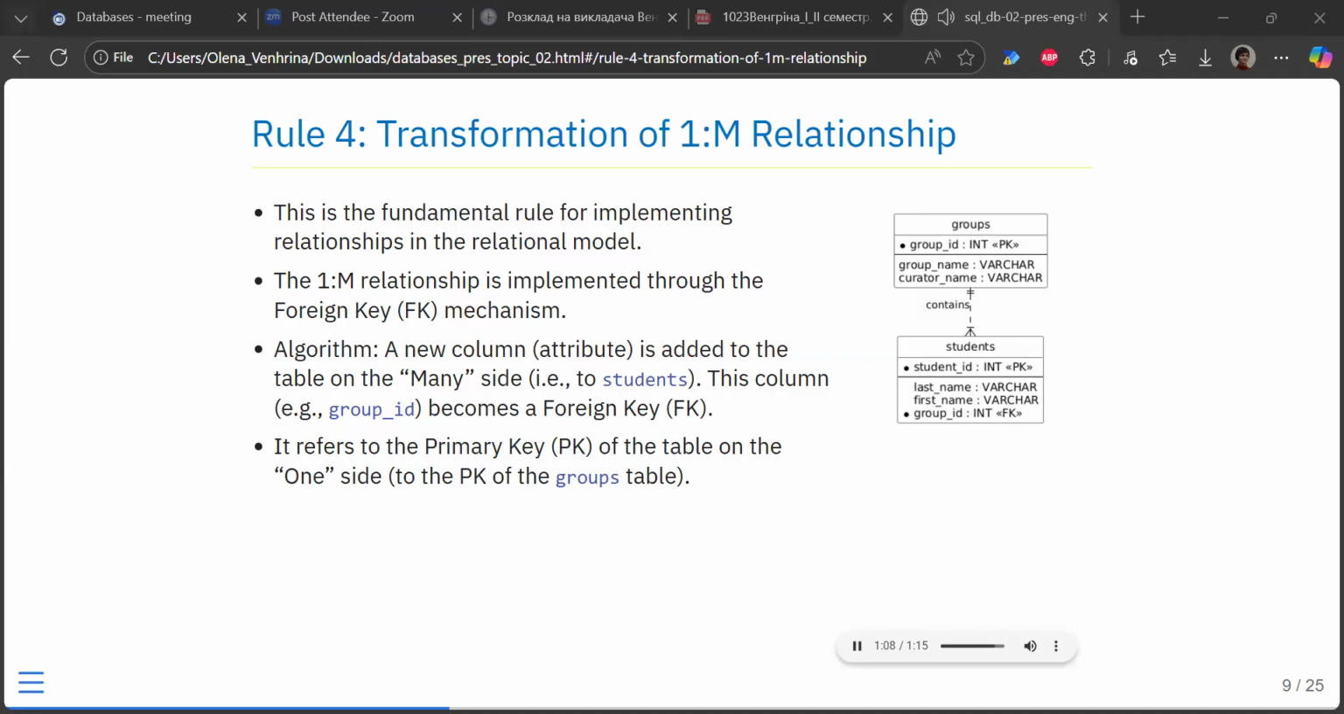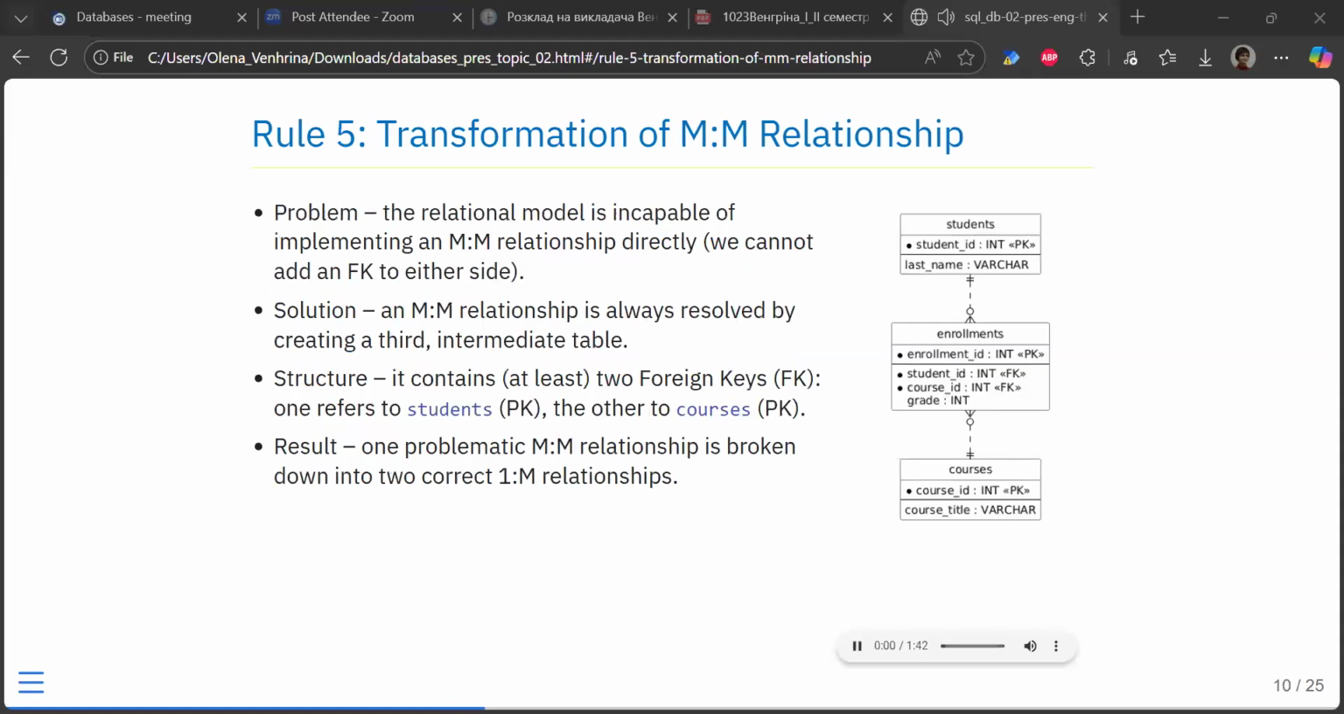This was a relatively simple situation. But what if the relationship is more complex? Many-to-many? We sorted out the one-to-many relationship. Now let's move on to a more complex but very common situation: many-to-many. A classic example at a university. One student studies many courses, and one course, in turn, is attended by many students.